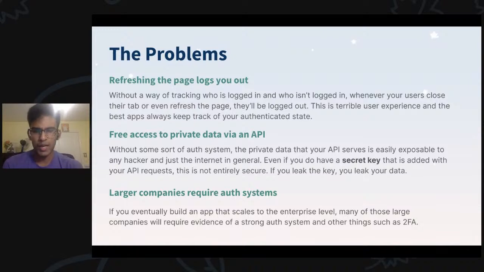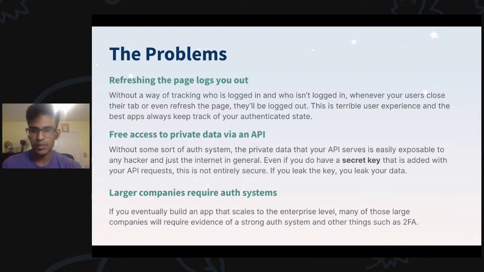One thing that I have noticed in the past is people using secret keys. Secret keys are just a random list of characters or variables. I've seen people use those secret keys to secure API requests. Now, the issue with these secret keys is that they're not entirely secure. If you leak the key, then you essentially leak your data. So that's where the auth system comes in. It steps in front of the secret key and says, here's a much more concrete way of securing your APIs. So that's probably the biggest problem that auth systems solve.